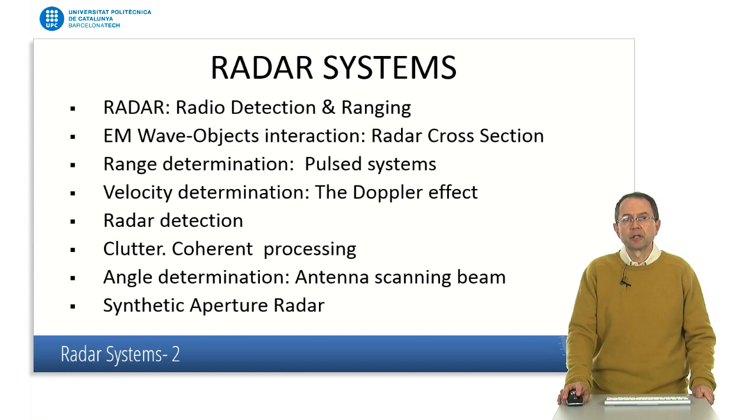Then we will talk about radar detection and an important aspect, which is clutter, an interference that we have to reject in radar. And we are going to do this with coherent processing. Then we will also present the angle determination, which is going to depend on the radiation diagram parameters of the antenna, and we will finish with the synthetic aperture radar technique.